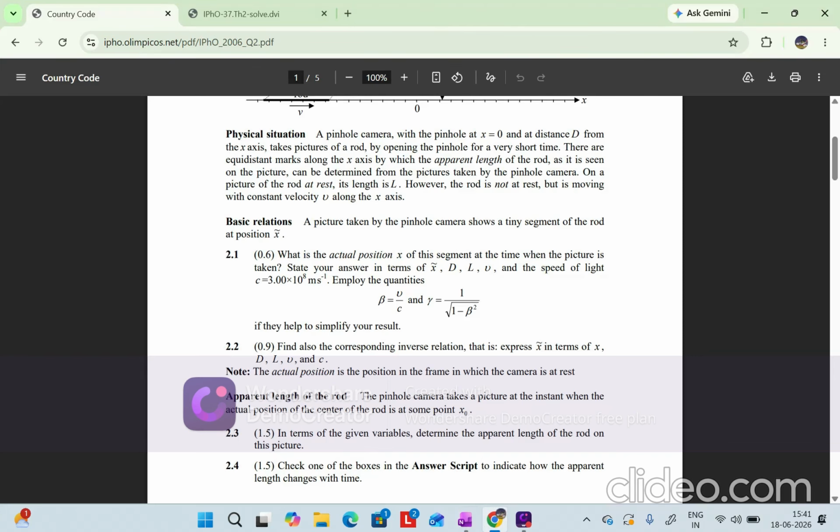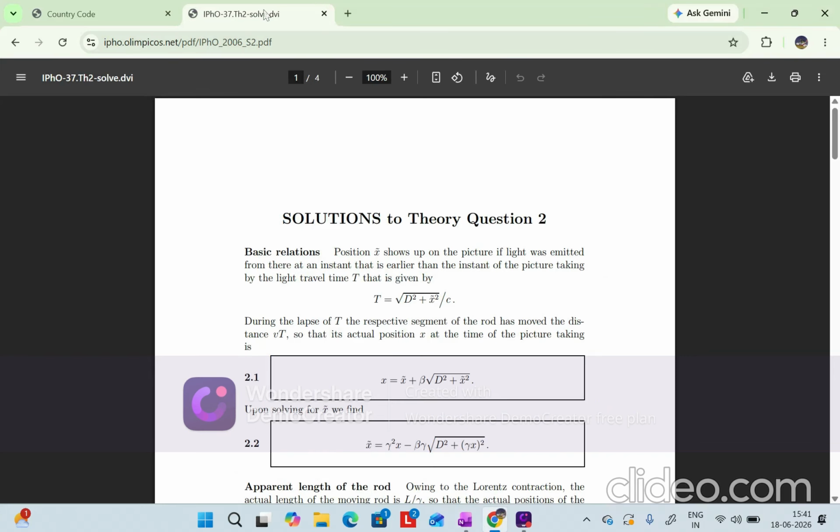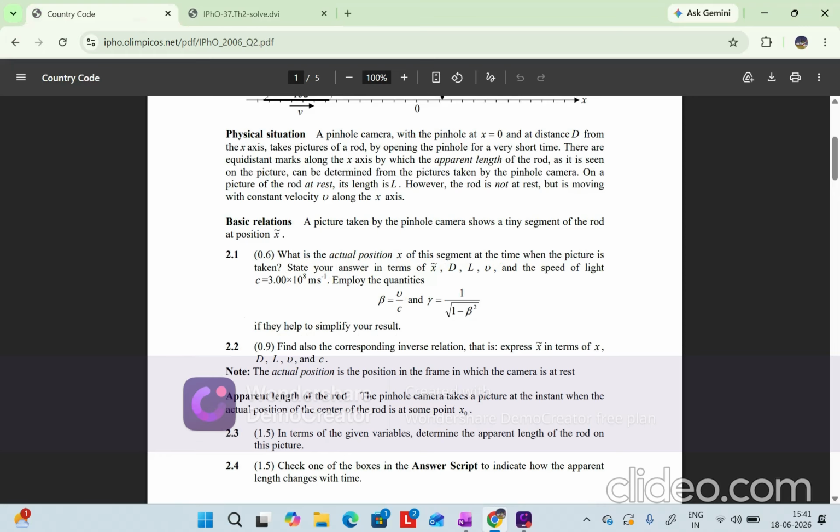So you may check the first two questions' answers, and you'll find that our answer pretty much matches the IPhO's given answer. So yeah, that's the answer to my first two questions. Now the next two questions come to the point where we need to introduce relativity and Lorentz contraction for solving the question.